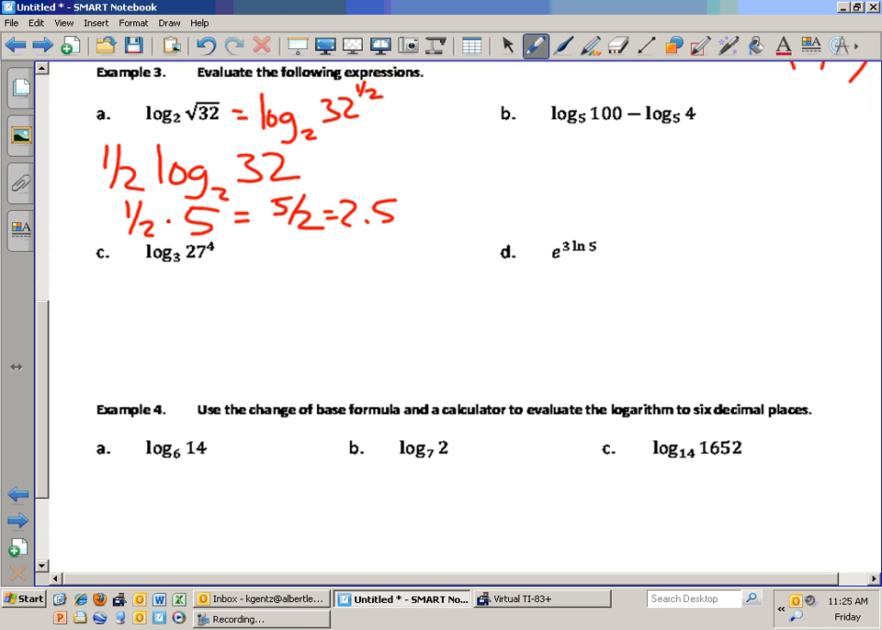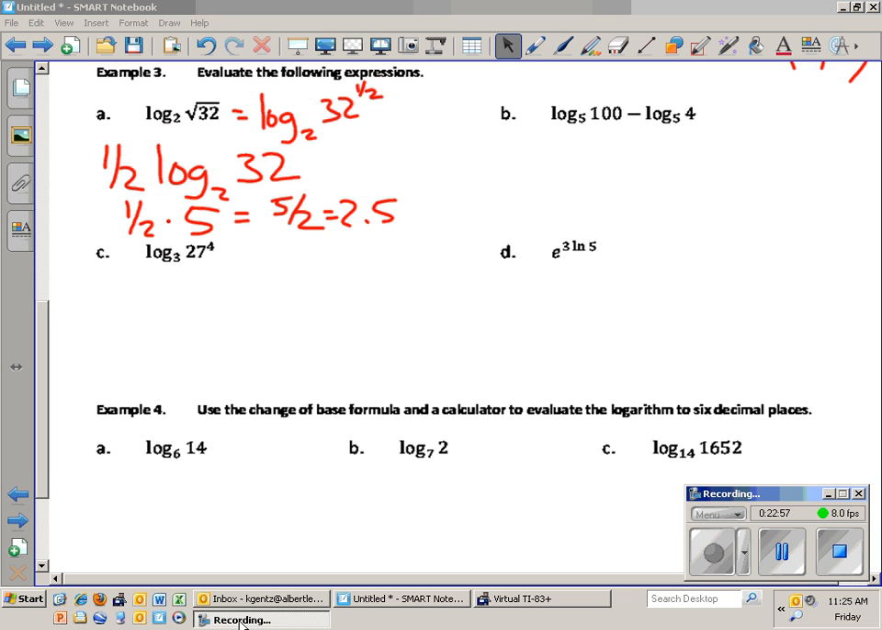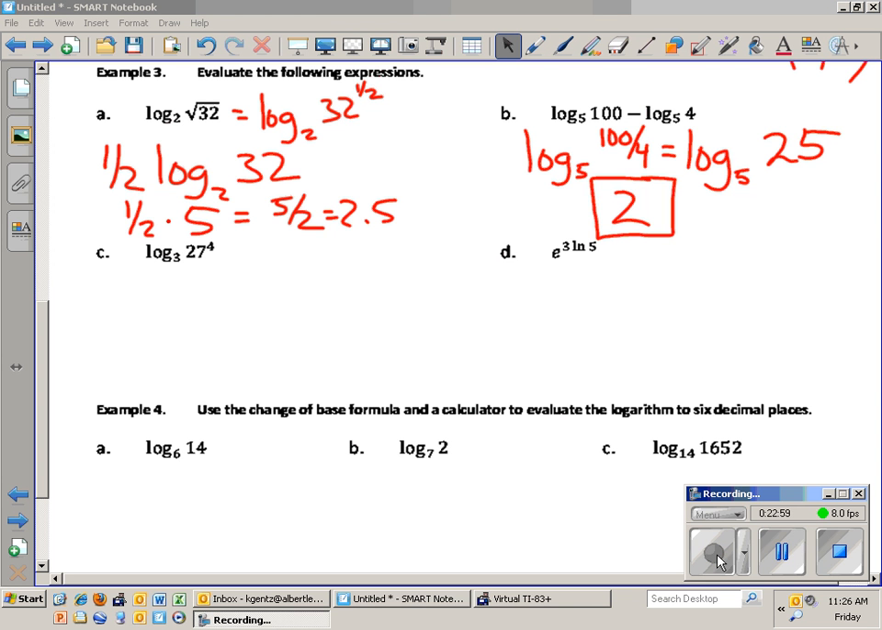Try B on your own. B should be a nice, easy one. Go ahead. I'll pause this. Did you get 2? You can write it as 100 divided by 4, which is 25. Log base 5 of 25 means 5 to what power is 25? Well, 5 to the second power is 25.